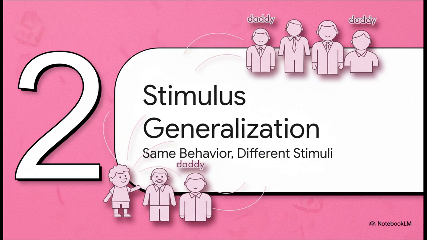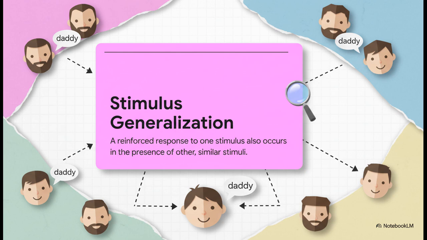Okay, let's dig into our first type of generalization. This one directly answers our first question, the one about the child calling different men daddy. This is called stimulus generalization. Let's look closely at this definition. A single, learned response, in this case saying daddy, is now being triggered by new stimuli, which are other men who just happen to share similar features, like having a beard. The child has generalized that label from the original stimulus to other similar ones.